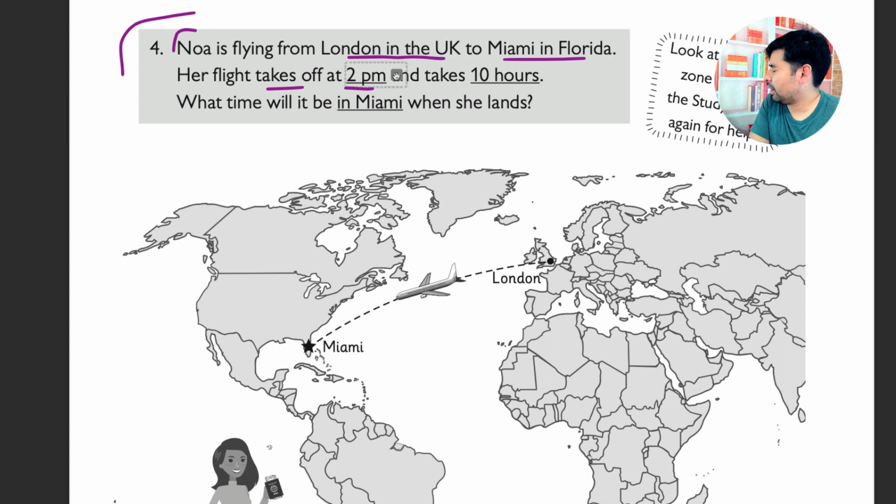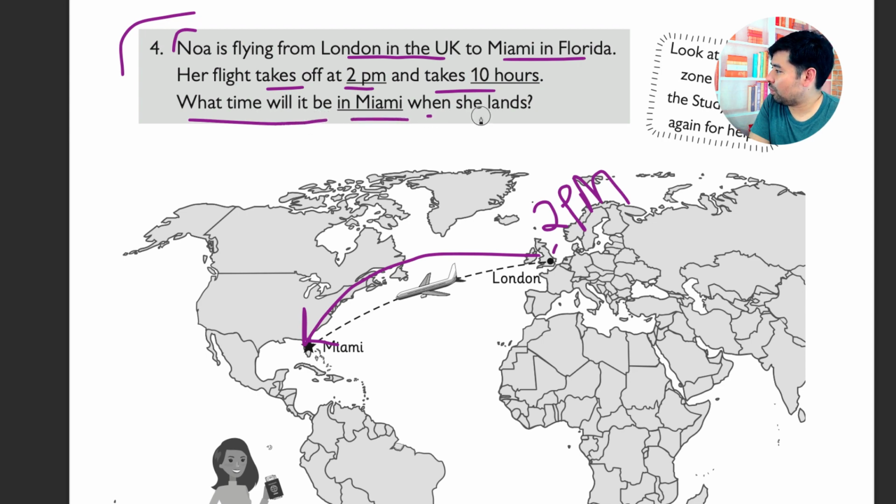Okay? And the flight takes 10 hours. How long does it take? It takes 10 hours of flight. So following this information, it takes off, it will go up at 2 p.m. and it will take 10 hours for this trip up to here, okay? So my question is, what time will it be in Miami when she lands?